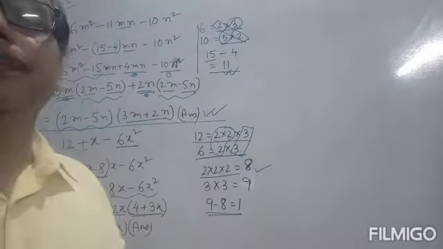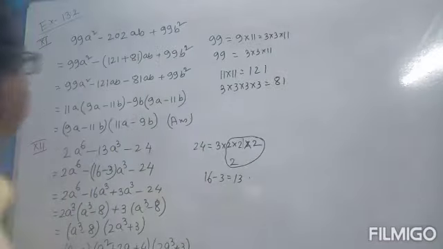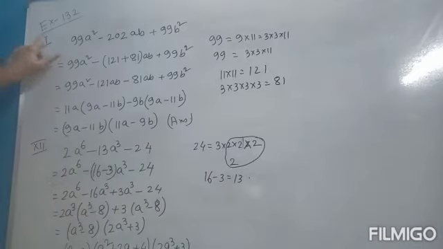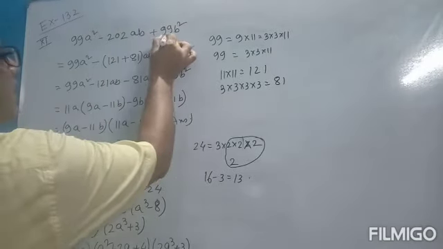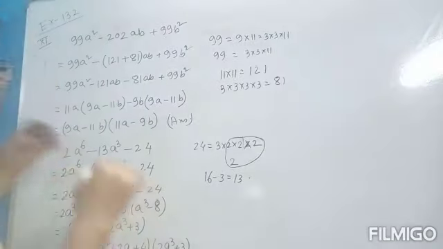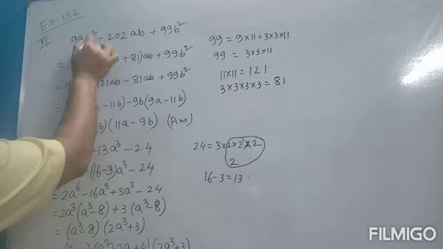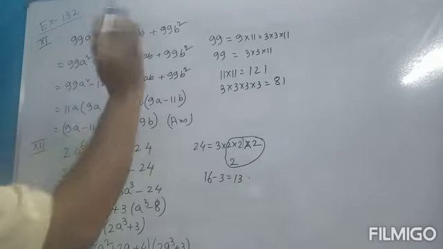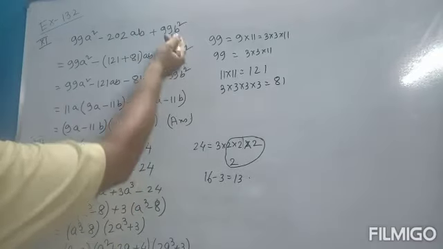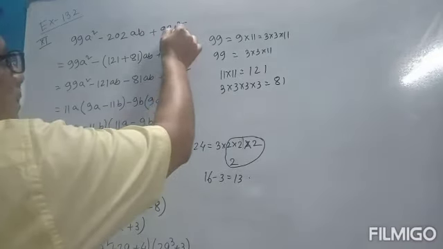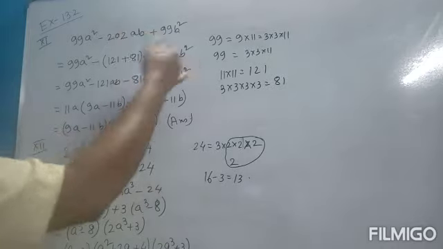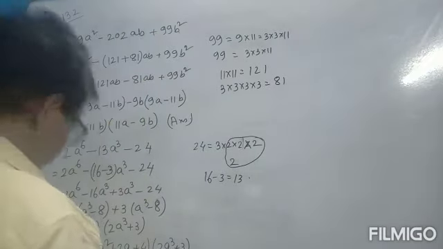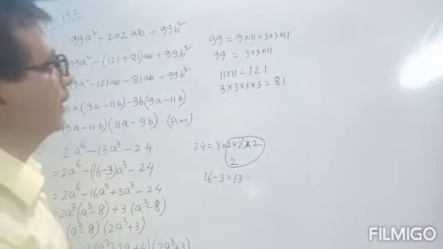Okay, next question. Question number 11 of exercise 13.2: 99 a square minus 202 ab plus 99 b square. Again, the coefficient of a square, a to the power 1, 2, and half of this, in reverse way, from this b square, this is b, again this. So we solve it by the middle term factor.